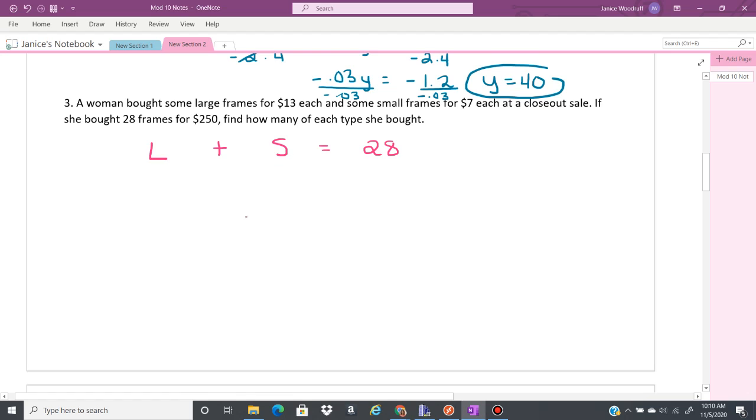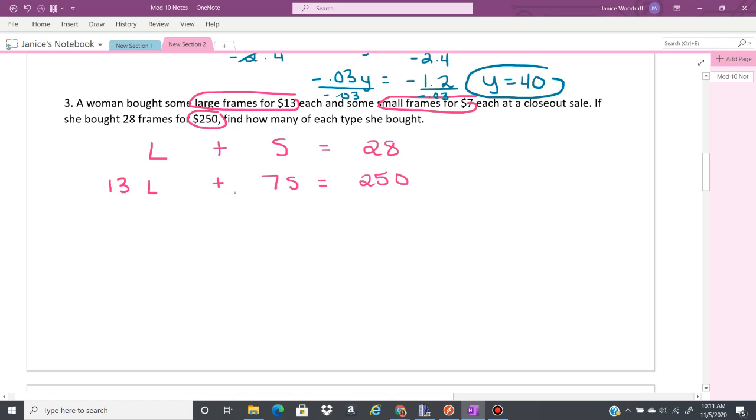Now how much of each did she buy? Well, we know that the large frames were $13 each. So $13 times the large frames plus small frames for $7 each, 7 times the small frames, and we know that the amount that she spent was $250. So there you have your system of equations. Your total amounts were some amount of large, some amount of small. You got 28 frames. $13 for each large one plus $7 for each small one yielded you a $250 cost.